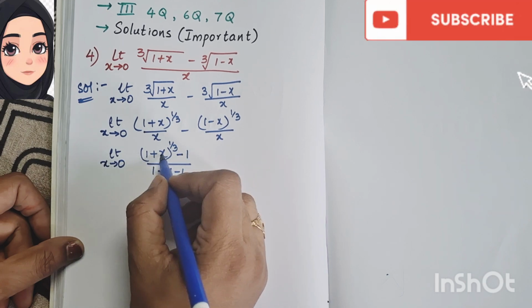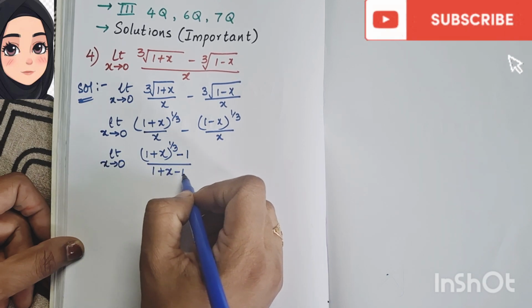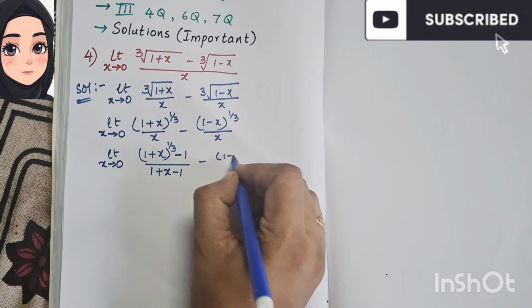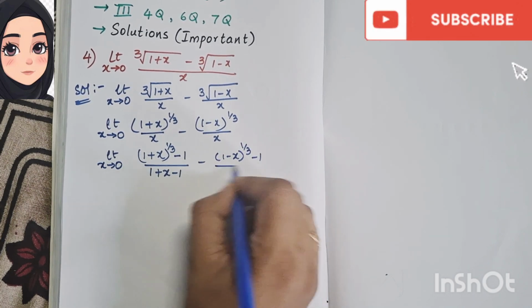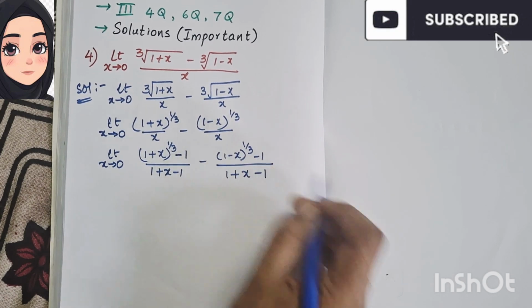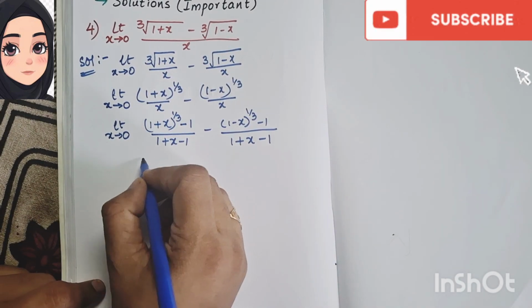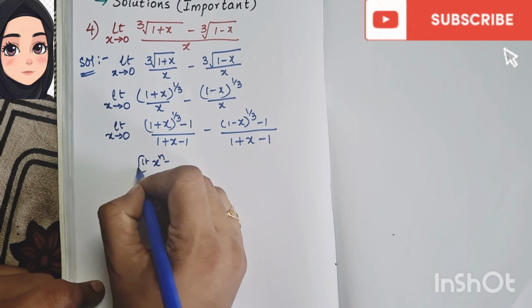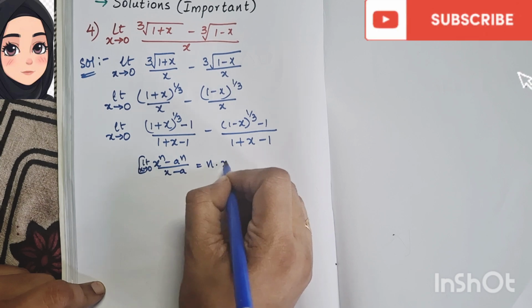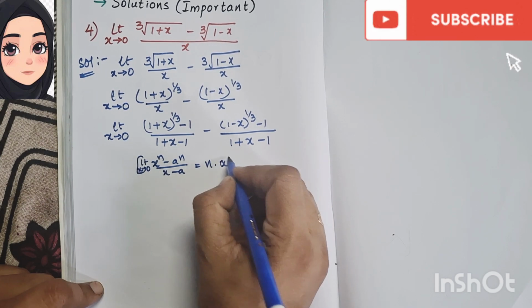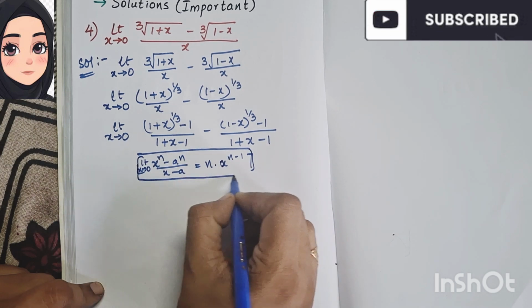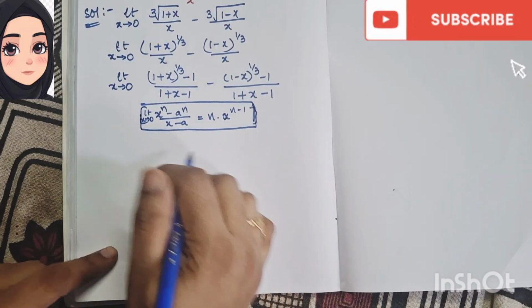To make it in the form (x power n minus a power n) by (x minus a), we are writing like this. Similarly 1 minus x can also be written as 1 plus x minus 1, so 1 gets cancelled and we get x. So this is in the form of limit x tends to a, (x power n minus a power n) by (x minus a) equal to n into a power n minus 1. This is the formula I am writing in a box to highlight which formula is used in this step.